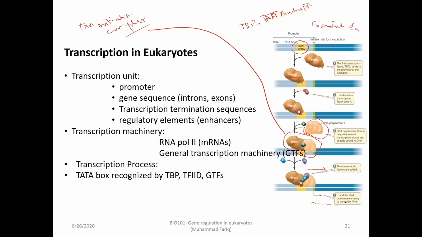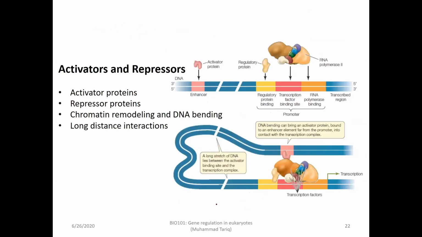When RNA pol 2 starts moving through the gene body, we call this transcription elongation. Messenger RNA is elongating, and then when it slides off, we call this transcription termination. This is a normal general process of transcription.